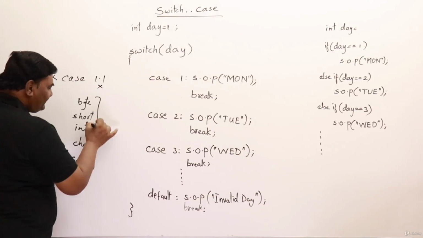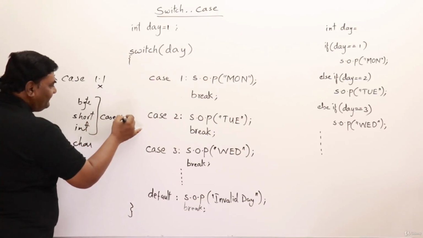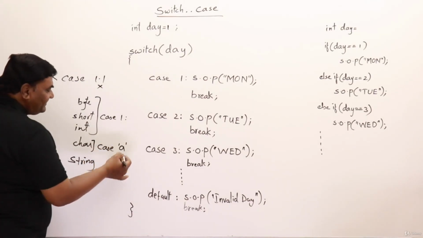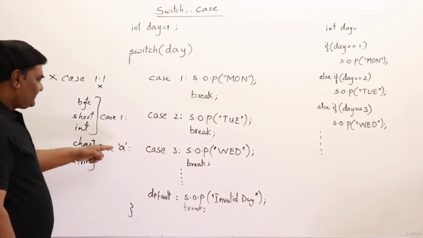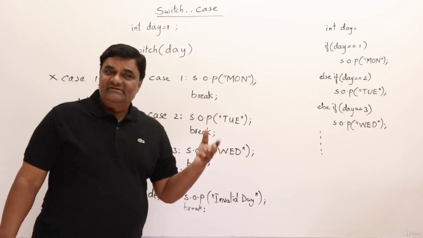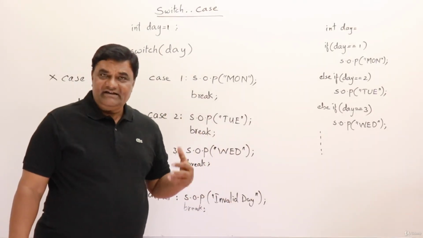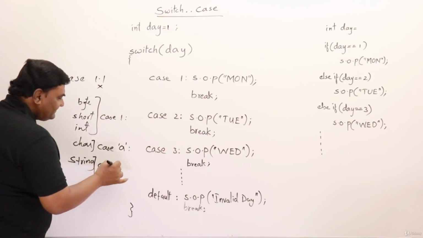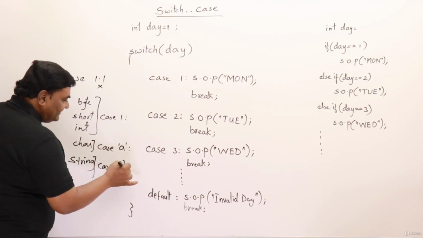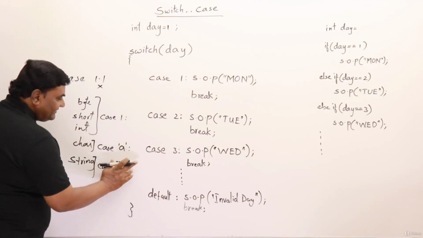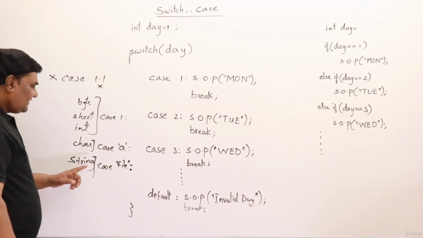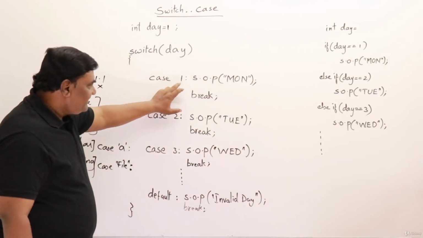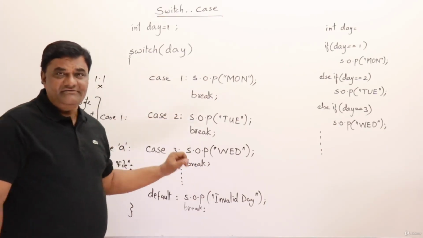It means for all these three, this is valid. Case 1 is valid. For character, I can say case in single quotes 'A'. This is valid. You can use characters A, B, C, lowercase, uppercase. In single quotes, you can write any character. Then for a string, you can also write case, suppose "file". This is a string, right? And colon is given. Case, a string. So we can also use strings. So inside cases, you can write integral values or character values or string values.